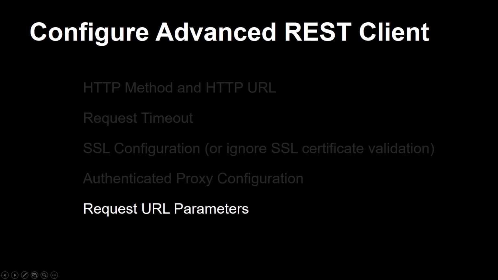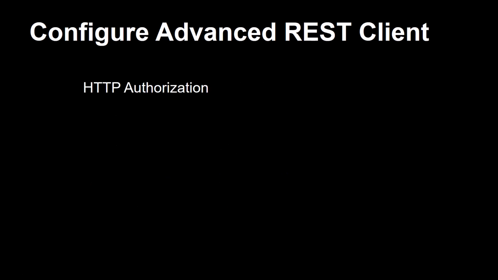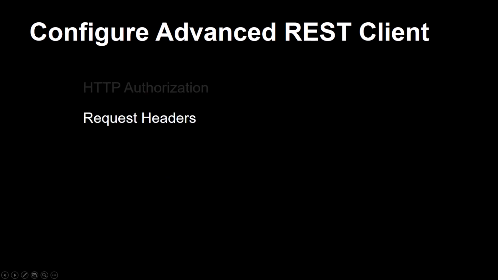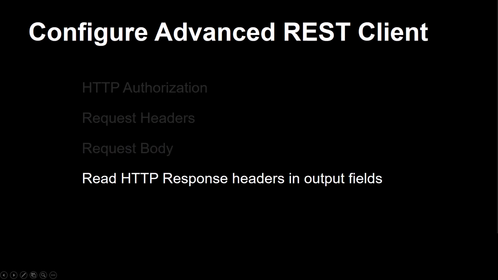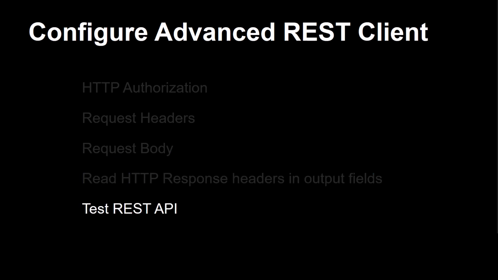Enter the request URL parameters if any. Provide HTTP authorization for protected resources. Provide the request headers for the REST API and the request body. The step provides 8 different ways to enter the request body. You can capture the HTTP response headers and output fields. You can test your REST API.